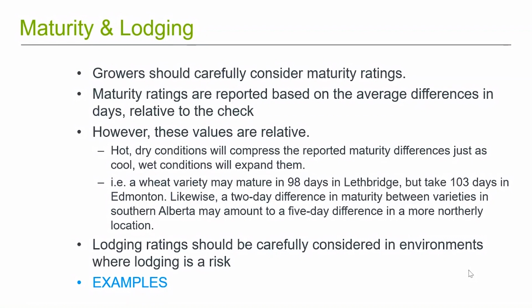So you can see that it is the relative difference we're interested in rather than the absolute. And the other example, just to highlight, is that a variety in Lethbridge might mature in 98 days, whereas if we go up to Edmonton, it might take 103 days to mature. So let's take a look here at maturity, and then we'll dig into an example of lodging.